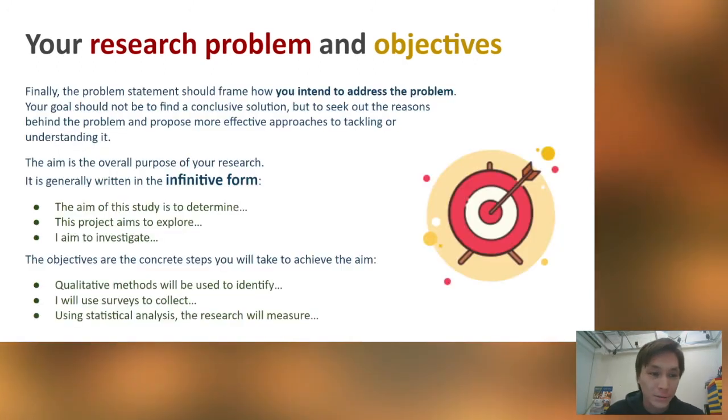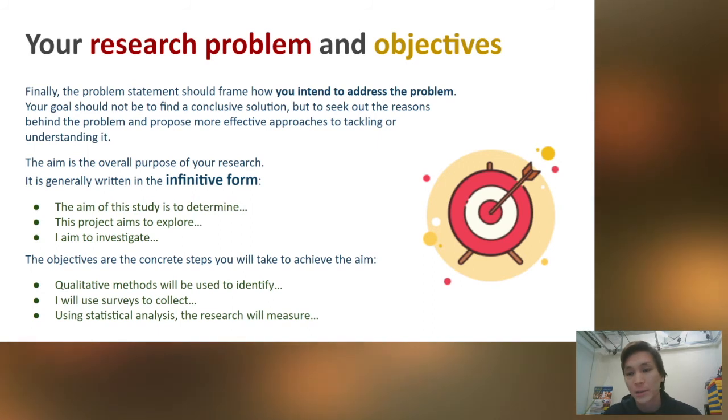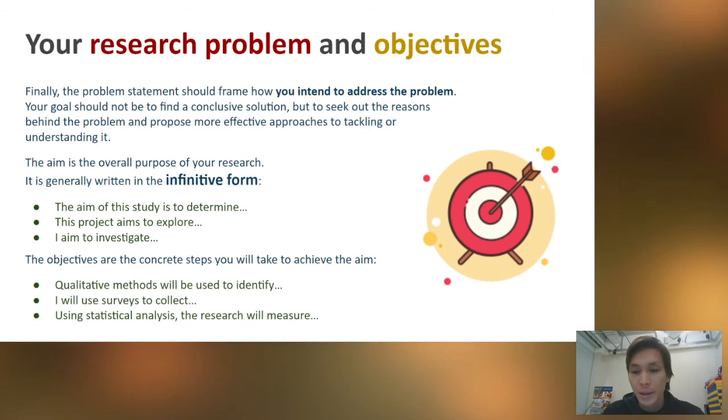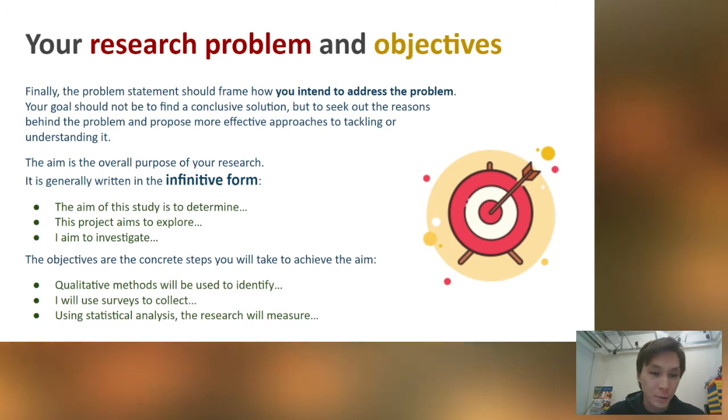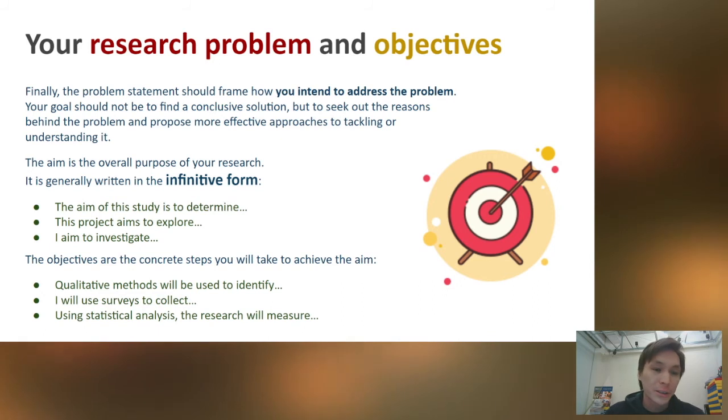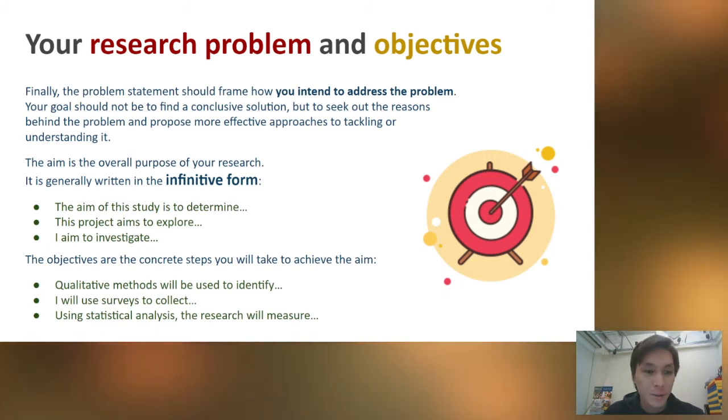And finally, set your aims and objectives. This doesn't mean you have to do something groundbreaking or world-changing. It's more important that the problem is researchable, feasible, and clearly addresses relevant issues in your field. Some examples of how to start writing your aim: generally write it in infinitive form, like, the aim of the study is to determine something.